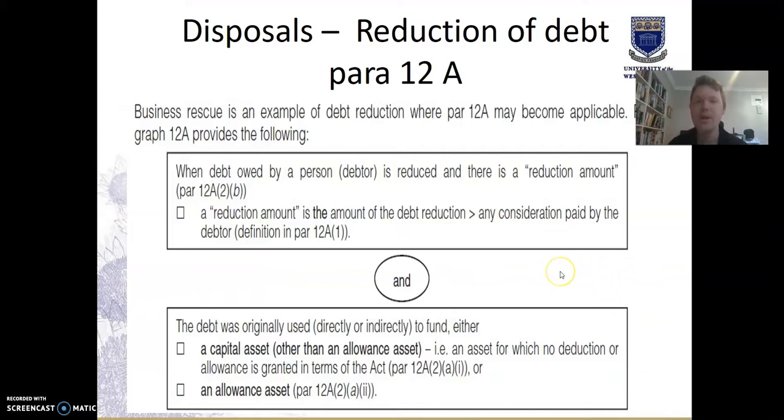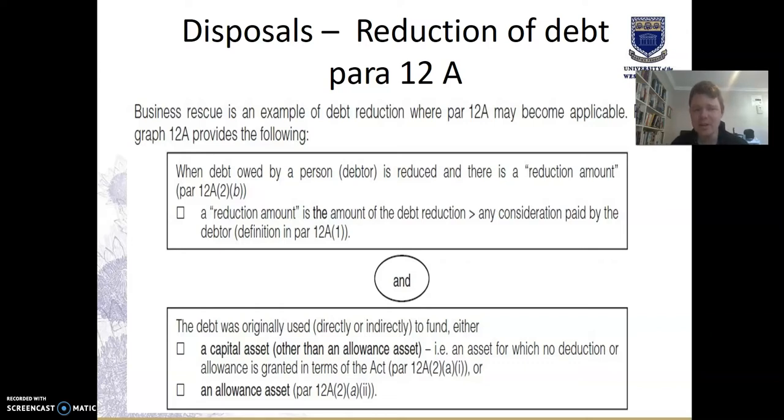Here we go. So where we got to was paragraph 12a. Now paragraph 12a can be a slightly difficult one. And it deals with something known as debt reduction. Now, debt reduction is when a debt owed by a person is reduced, there is a reduction amount. Now, that's not saying too much. The best way to look at it is to look at the actual definition.